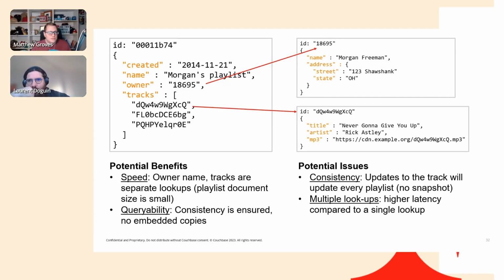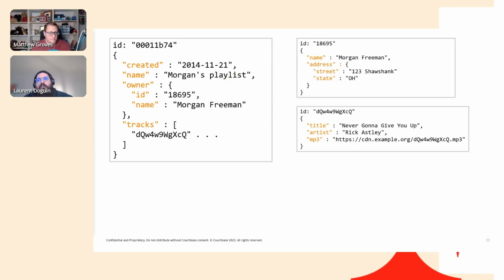And multiple lookups. This is the main thing of this type of model: if I want to look up an owner and tracks from a playlist, I have to do multiple lookups, multiple CRUD operations, or a SQL join. That can potentially be a performance issue. Let's look at different models.